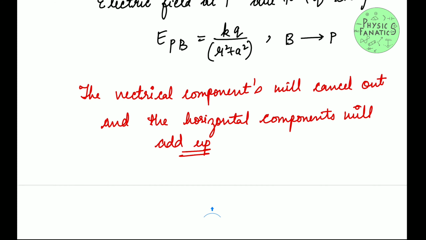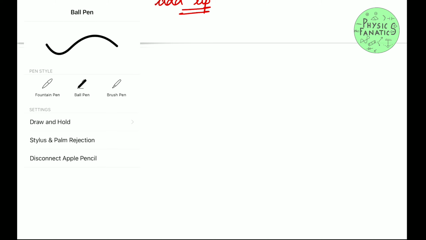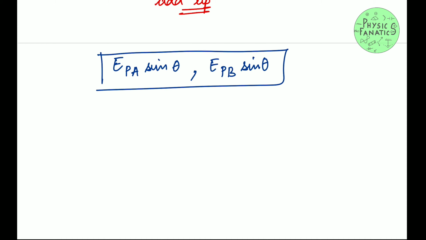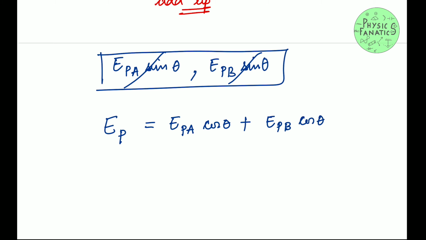So that means you have to understand here, what was the vertical component? The vertical components were E_PA sin theta and E_PB sin theta, right? These were the vertical components. They will cancel each other out. So we are only left with the horizontal component. So the net electric field at P is actually E_PA cos theta plus E_PB cos theta. This is the final result, right?